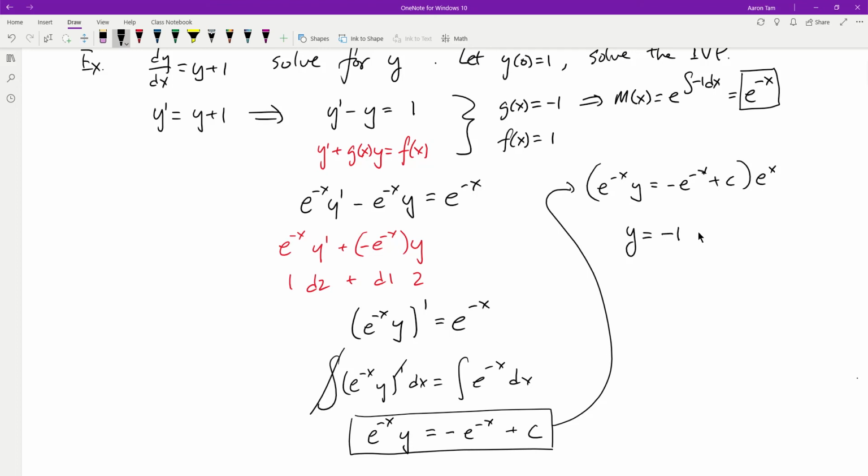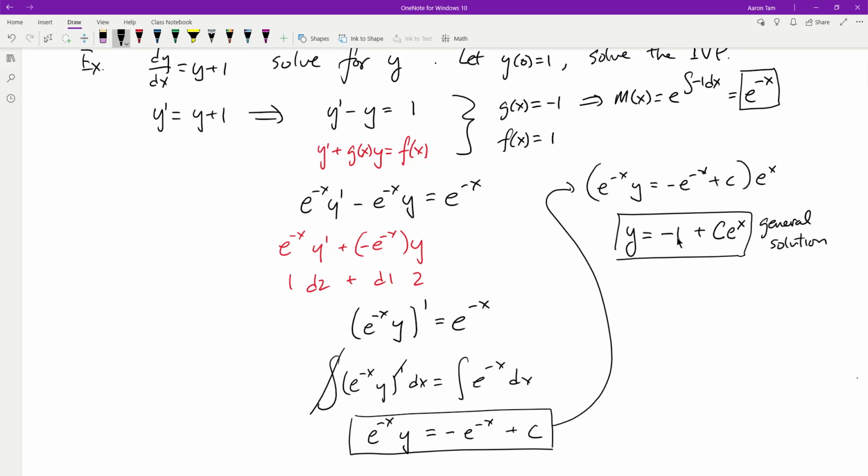negative 1 plus, so here's the important part, c e to the x. c is any constant, but when I multiply by a function, it remains a constant, now in front of the function. So this is now our general solution. Now that we solve for y. In some cases, we cannot solve for y, then this right here would be our general solution. But in this case, since I can solve for y, I would say this would be a better general solution.